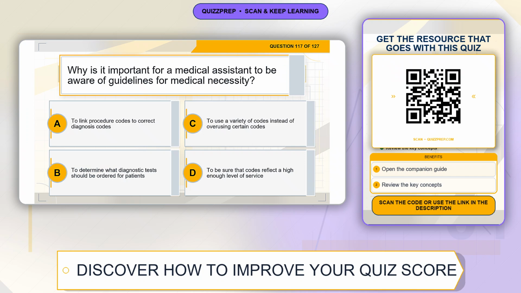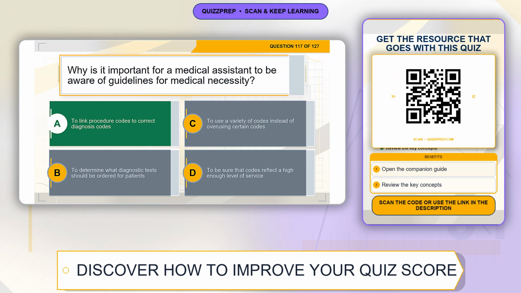Question 117. Why is it important for a medical assistant to be aware of guidelines for medical necessity? Option A. To link procedure codes to correct diagnosis codes. Option B. To determine what diagnostic tests should be ordered for patients. Option C. To use a variety of codes instead of overusing certain codes. Option D. To be sure that codes reflect a high enough level of service. The correct answer is option A.